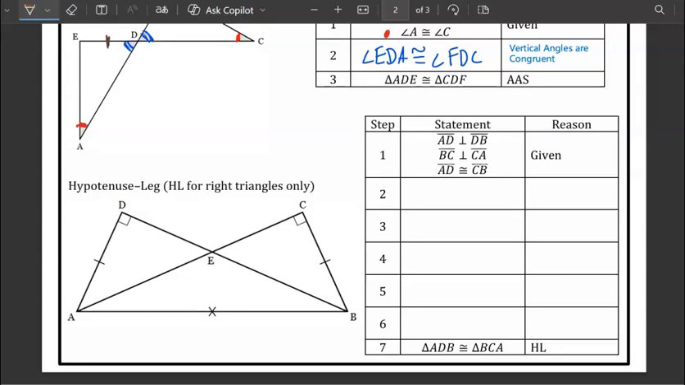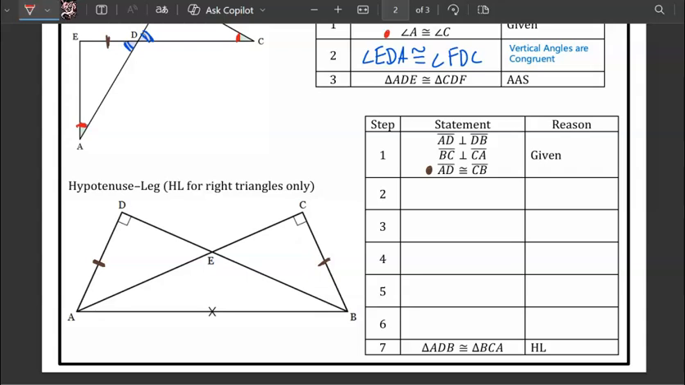Okay, let's look at the hypotenuse leg. This is just for right triangles. We're given three things. Line segment AD is perpendicular to line segment DB. Line segment BC is perpendicular to line segment CA. And then line segment AD is congruent to line segment CB.